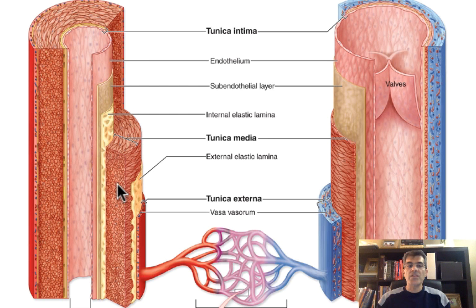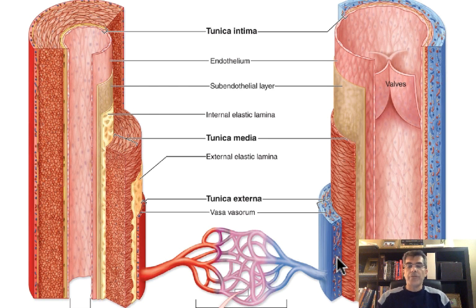So who is going to supply oxygen or nutrition to the wall of this blood vessel? The answer is very tiny blood vessels. It's called vasa vasorum, or the vessels for the vessels. As you can see in this picture, it shows vasa vasorum in the wall of tunica externa. So tunica externa contains vasa vasorum.